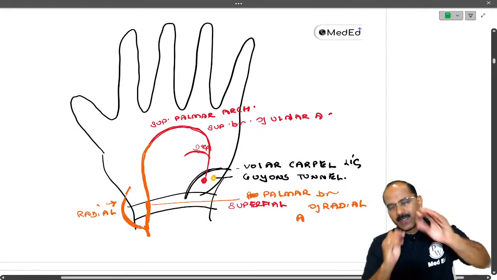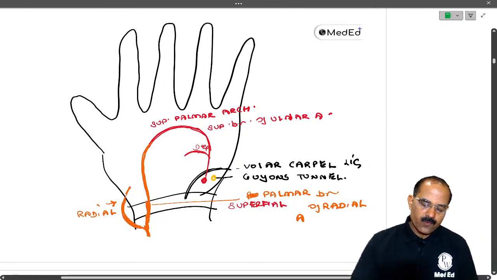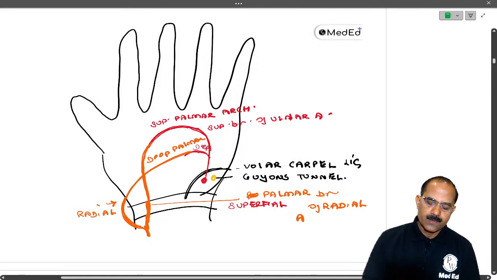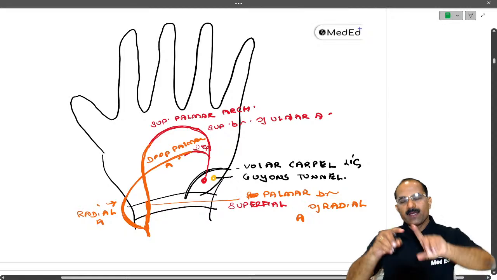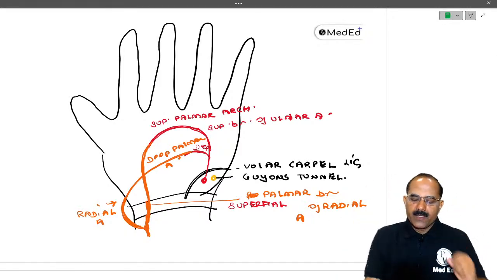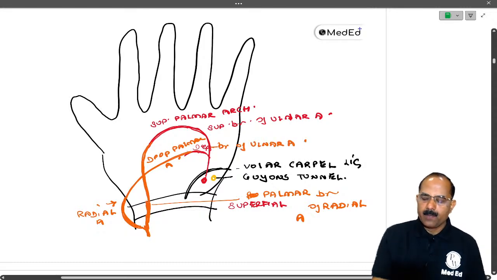Now, what happens to the radial artery? The radial artery forms what? What is this arch? This arch is the deep palmar arch. एक मिनट, that's a deep palmar arch. So deep palmar arch is formed by which artery? Radial artery. और इसे complete कौन करेगा? Who's going to complete this arch? It is completed by the deep branch of ulnar artery.